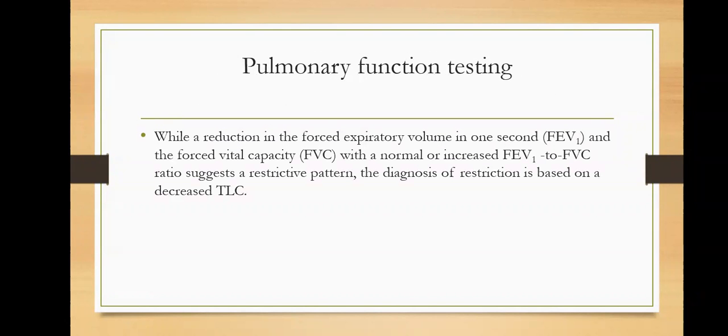So the assessment of the severity of restriction is also based on the total lung capacity. So we're going to say this patient has a more severe disease than the other based on the amount of reduction in the total lung capacity. As we mentioned in the previous lecture, we classify the patient for the obstructive if there is a severe reduction in FEV1 alone more than the FVC. So we classify the severity here in restrictive lung disease based on the reduction in the volume of total lung capacity.